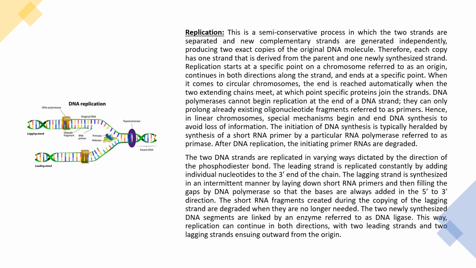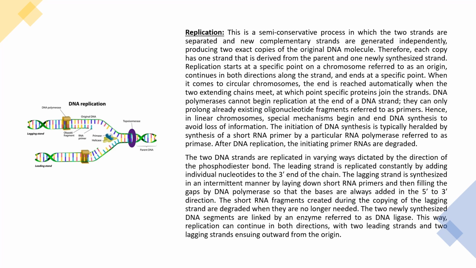DNA polymerases cannot begin replication at the end of a DNA strand. They can only prolong already existing oligonucleotide fragments referred to as primers. Hence, in linear chromosomes, special mechanisms begin and end DNA synthesis to avoid loss of information. The initiation of DNA synthesis is typically heralded by synthesis of a short RNA primer by a particular RNA polymerase referred to as primase. After DNA replication, the initiating primer RNAs are degraded.